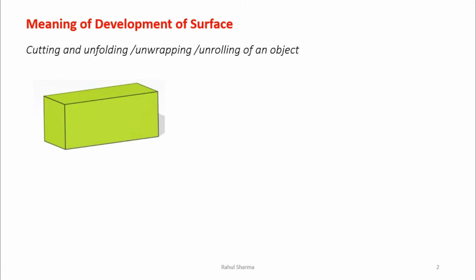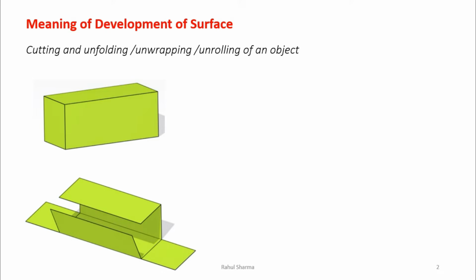In designing, they will first design this surface, this box with dimensions, then in design only they will develop this. After developing, they will find out the required material. I'll give an example. So this is known as development, cutting and unfolding. I have told you here what is the development: cutting and unfolding, unwrapping or unrolling.